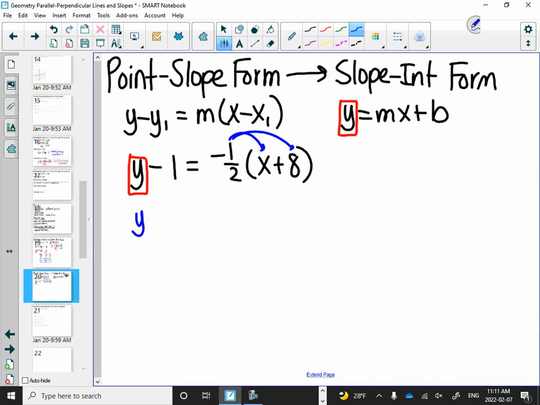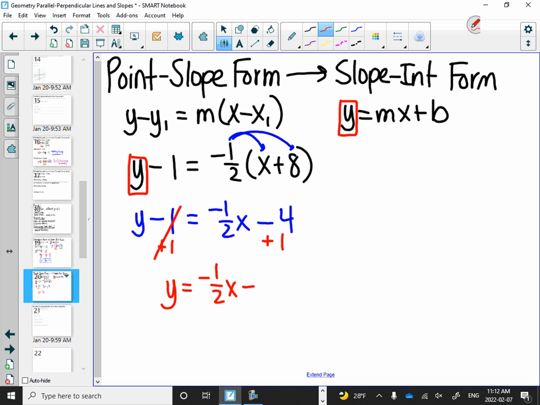I have negative 1/2 times x, which is just negative 1/2 x, and I have negative a half times 8. What's a negative times a positive? Negative, and what's half of 8? 4. So I have that. Now what do I do? Add 1 to get y by itself. Okay, now when you add 1, it does not have to go to both parts. It only has to go to the number by itself. Different than multiplication and division. So I have negative 1/2 x minus 3.